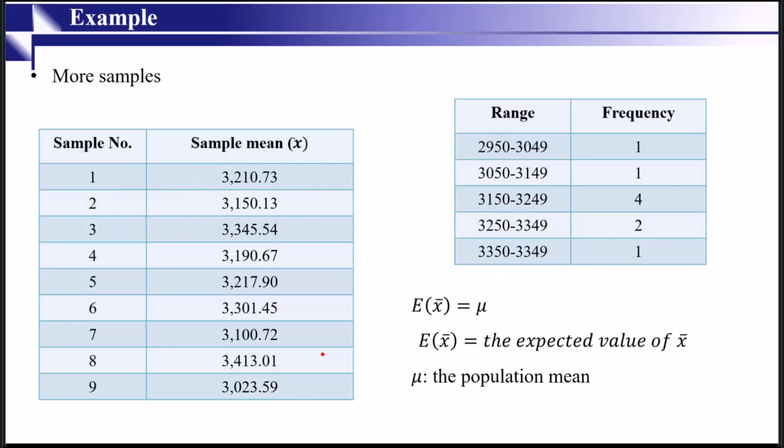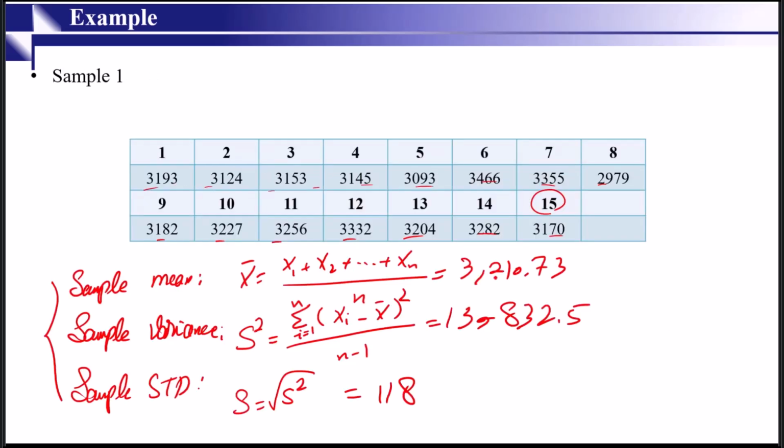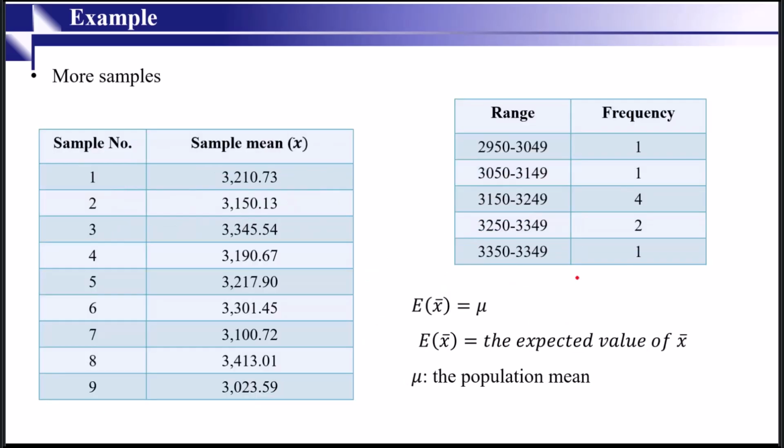So let's have more samples. It means we repeat sampling, right? In the first sample, we found that the mean is 3,210. Then we did it again with 15 samples and calculated the mean again. So we repeated the sampling and calculated the mean for each sample, and we come up with this table. Now, the question is, what is the distribution of these sample means?